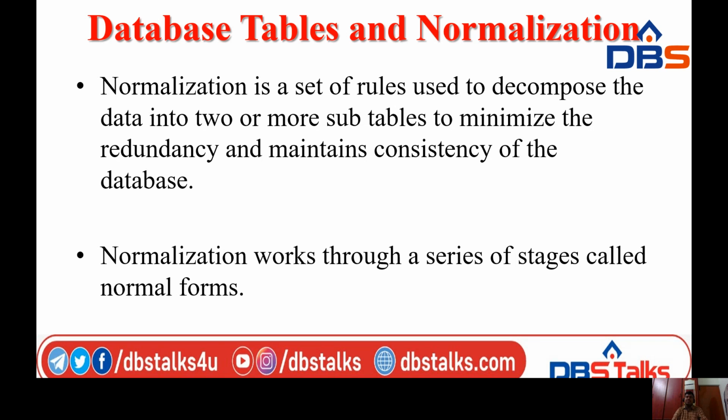Normalization works through a series of stages called normal forms. Here we are using different normal forms for the purpose of normalization. Initially we start from first normal form. One by one, we are reducing all the things and maintaining different concepts. Finally, we will get very good tables, which contain fewer attributes, reduce the redundancy and maintain the consistency.